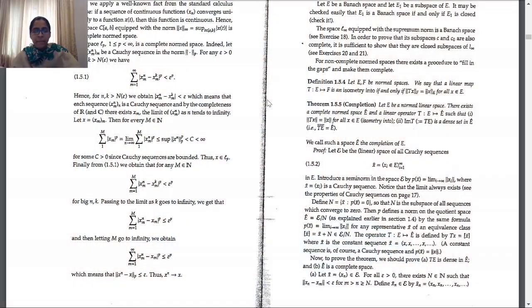Theorem 1.5.5. The theorem states that let E be a normed linear space. There exists a complete normed space E cap and a linear operator T from E to E cap such that first, norm Tx is equal to norm x for all x belonging to E, and the second thing is that the image of T is a dense set in E cap.